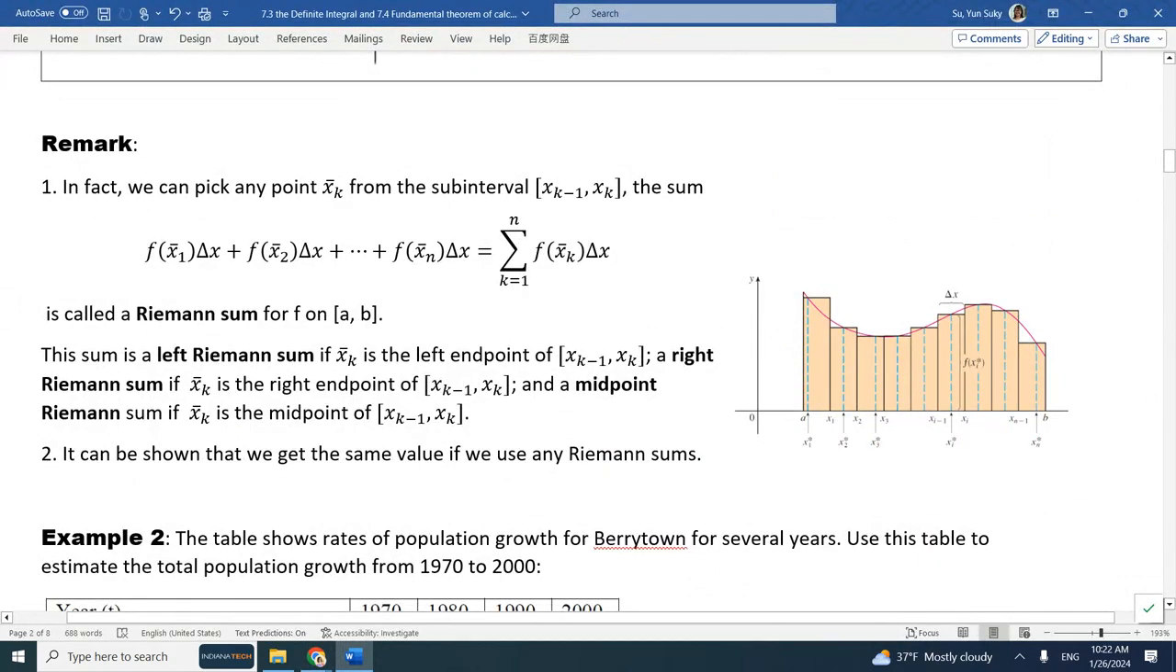In fact, we can pick any point. For the right Riemann sum, we pick the right endpoint. We can also use the left endpoint, then we have the left Riemann sum, or we can use the midpoint, then we have the midpoint Riemann sum. That point could be any point on the interval, because as n goes to infinity, the width goes to 0. So it really doesn't matter whether you pick the left, the right, or any point. Their heights will be about the same if n goes to infinity and the width goes to 0.